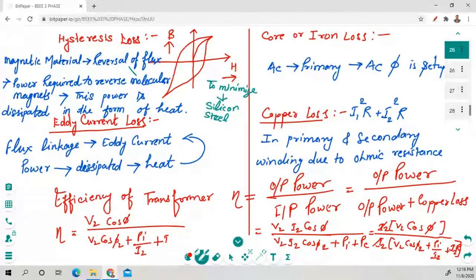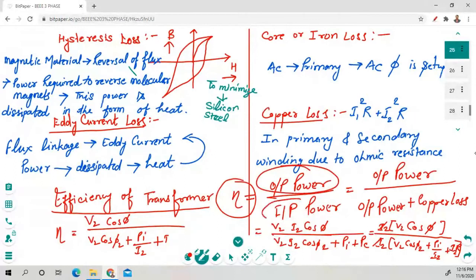Now let's come to the next point: how to calculate the efficiency of the transformer. Efficiency can be calculated using output power divided by input power. So how do we calculate the output power? This power can be calculated using voltage multiplied by current and the cosine of the angle, so V2 into I2 into cos phi. This is called output power.